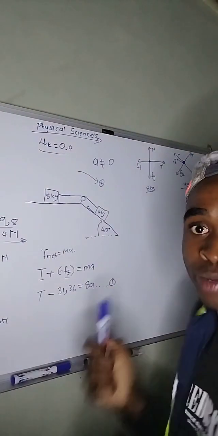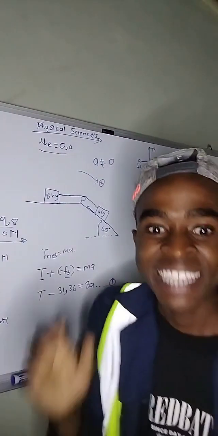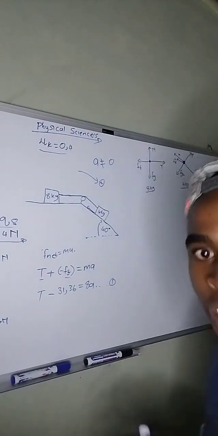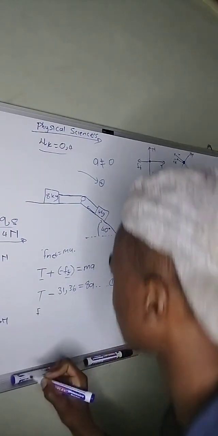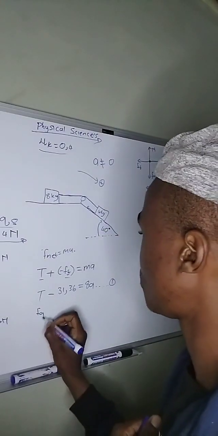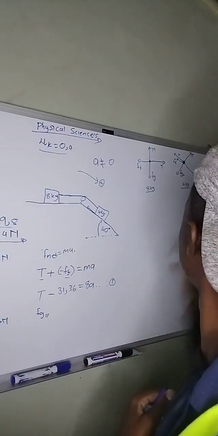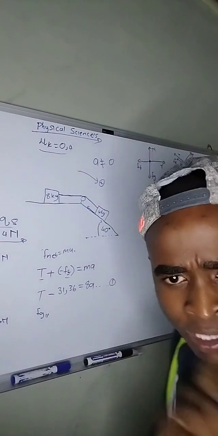FG parallel is going to be the one which is positive because we chose this direction as positive. The direction of motion is positive, right? So I'm going to start with the positive force. So I'm going to have FG parallel. So how is going to be my T? Positive or negative?